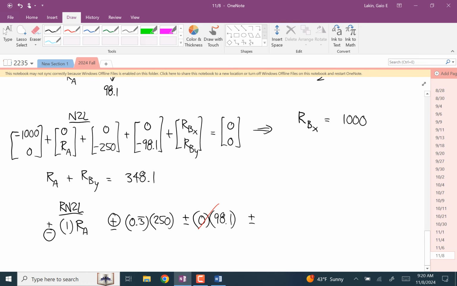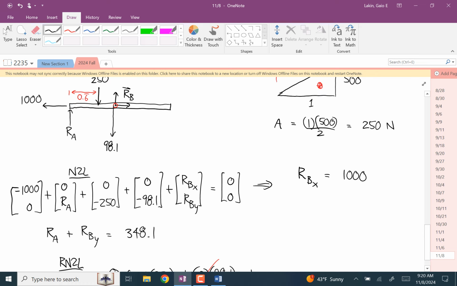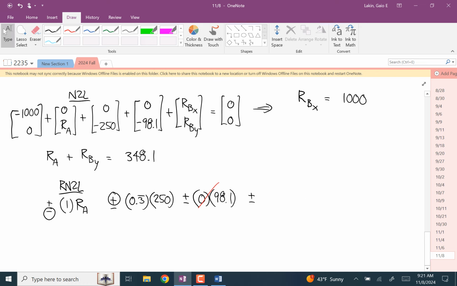So then we have RB. Well, it's only the RBY that would matter, but it has 0 moment arm, so that also goes away. These are equal to 0, so we have negative RA plus 0.333 times 250 is 83.3.